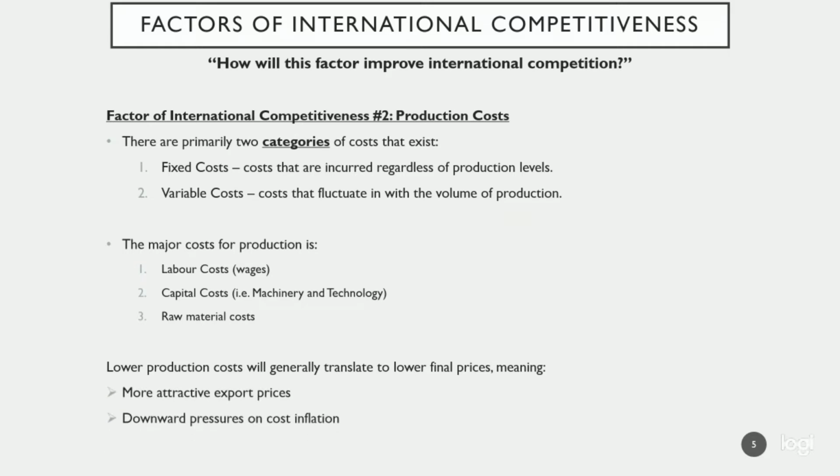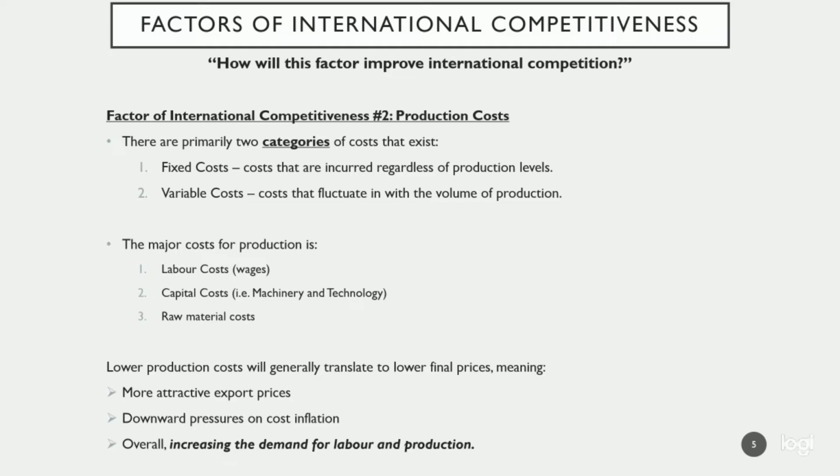There's also downward pressure on cost inflation, because if businesses are able to produce in a less expensive way, this means that they're also able to either sustain their final prices or even drop them. And a combination of these effects means that there's overall an increasing demand for labor and production. And so you can link this to the goal of full employment and also economic growth as well.